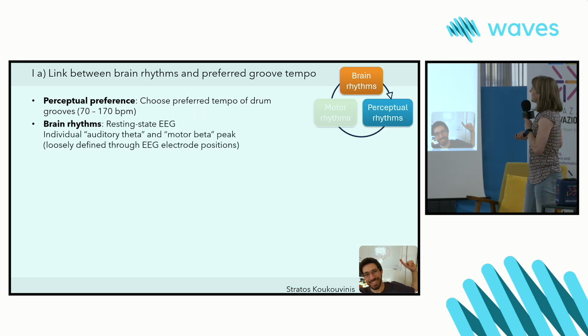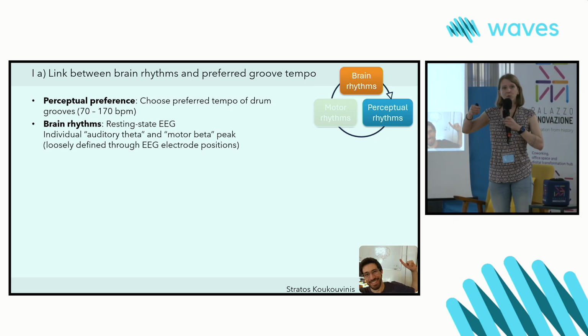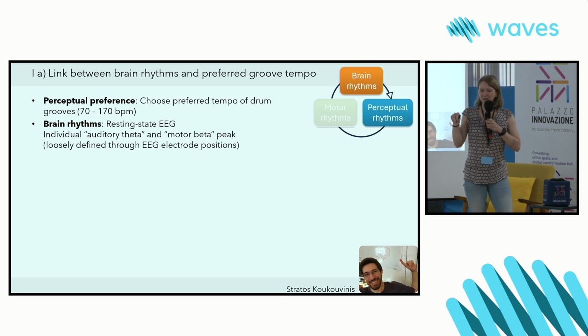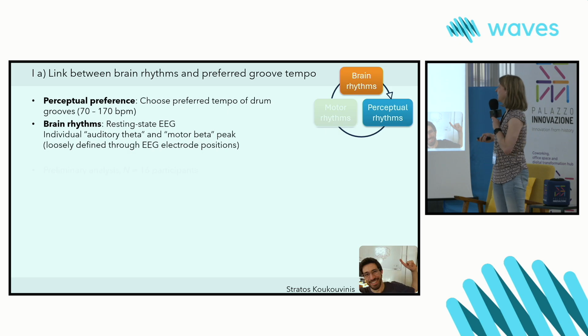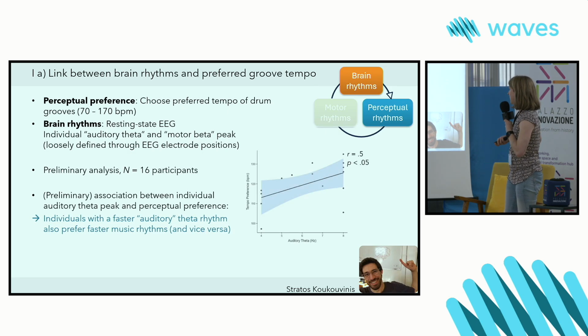Then we also recorded resting state EEG. And from that, we used the spectral fingerprints framework to analyze individual auditory theta and motor beta peak frequencies, although I have to say in this instance, auditory and motor was just defined as the electrode locations, so not a very sophisticated approach here yet. And in this preliminary analysis, we had 16 participants.